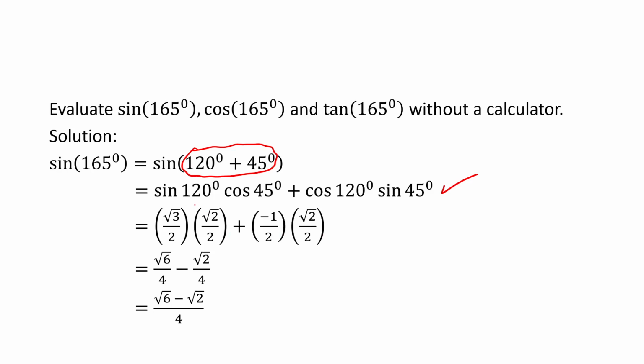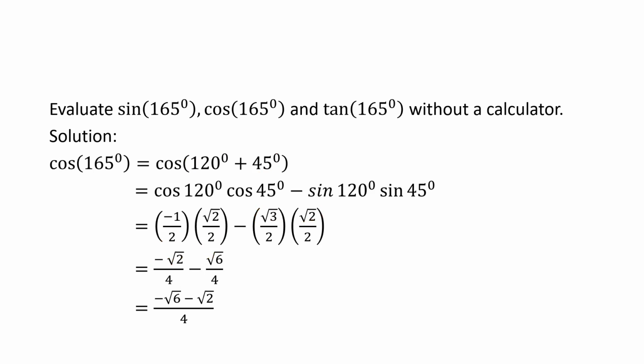Multiplying our numerators, root 3 and root 2 gives us root 6. Multiplying our denominators, 2 and 2 gives us 4. And we have a plus sign in the middle, but we're multiplying negative 1 and root 2, so what we really are doing is subtracting root 2. And in the denominator, we have 2 times 2, which is 4. So root 6 over 4 minus root 2 over 4 is root 6 minus root 2 quantity over 4. That's the sine of 165 degrees.